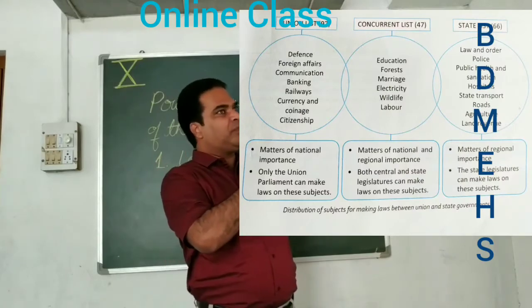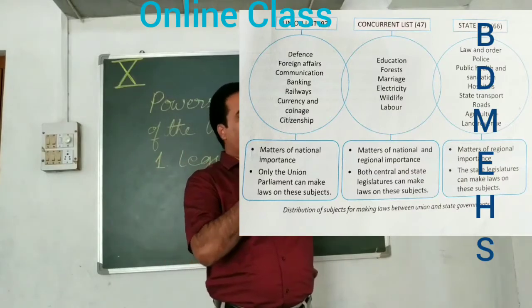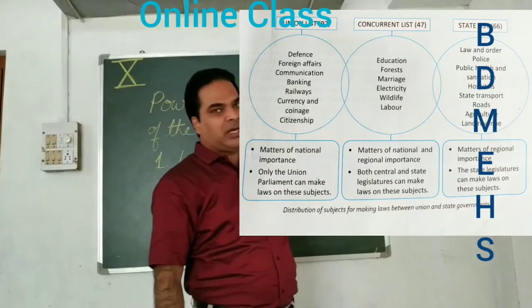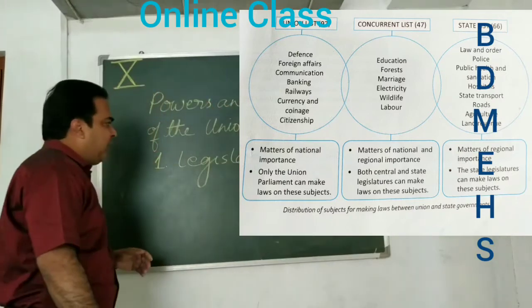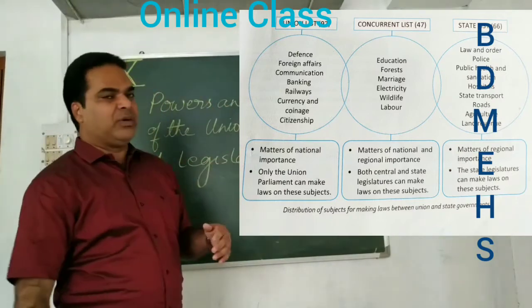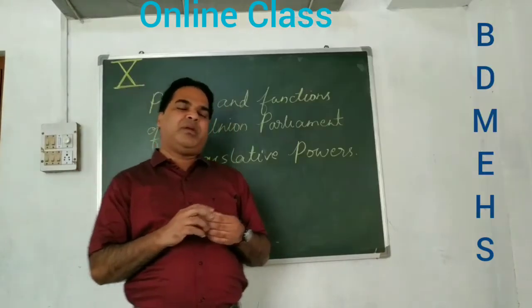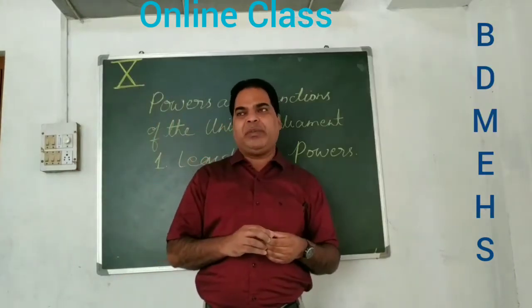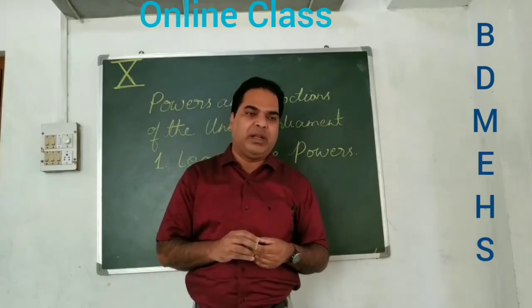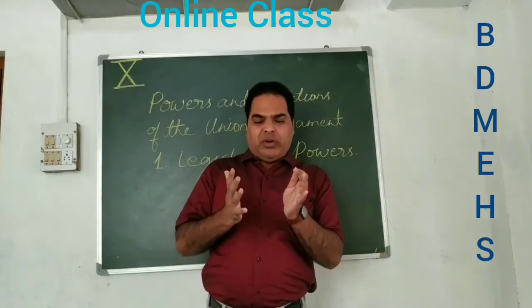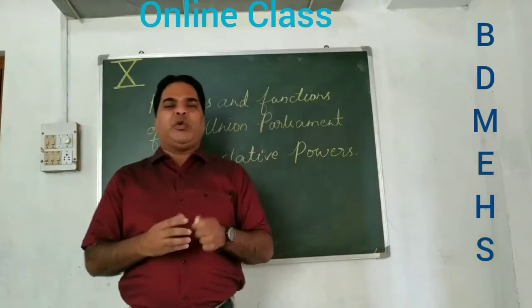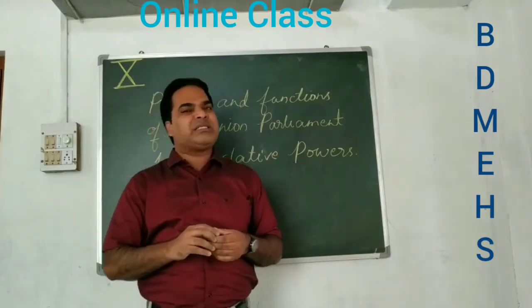Union list, state list, and the concurrent list. You can go through this chart which I have given over here. Now let's discuss legislative powers. Look, there are two types of bill. The first one is the ordinary bill and the second one is called the money bill. Before being made into an act, all of these are known as bills.